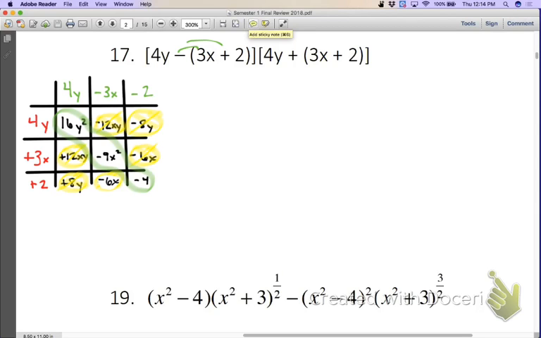So then that's still a negative 6x. So those two combine there. Negative, positive, got it. So then what I would have is 16y squared minus 9x squared minus 12x minus 4.